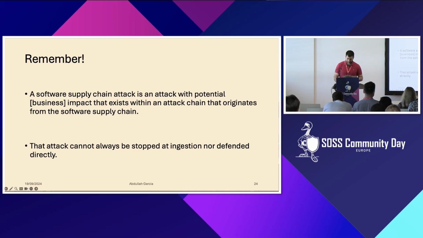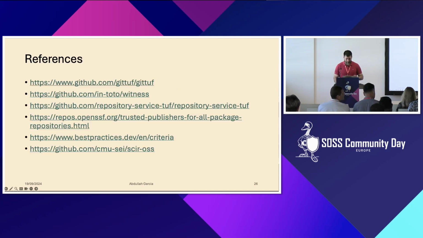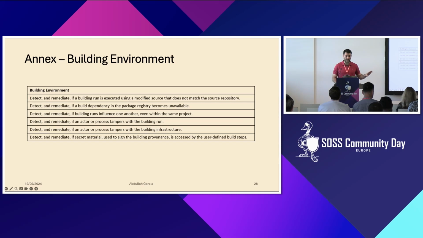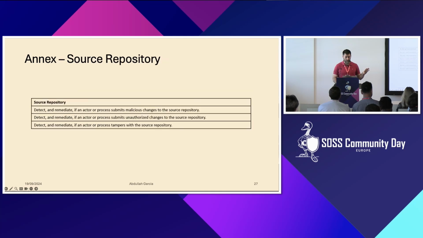So hopefully I didn't go too fast, but just to be clear before I go into the question section, this is the reference section. There are a bunch of annexes suggesting some controls in the different components in your supply chain: the source repository, the building environment, package registry, and deployment environment. Again, they speak to what you already have seen externally, S2C2 and SLSA levels.